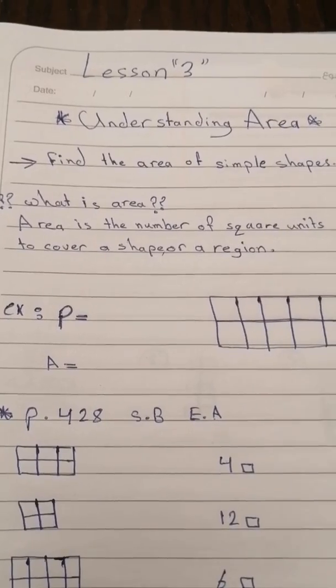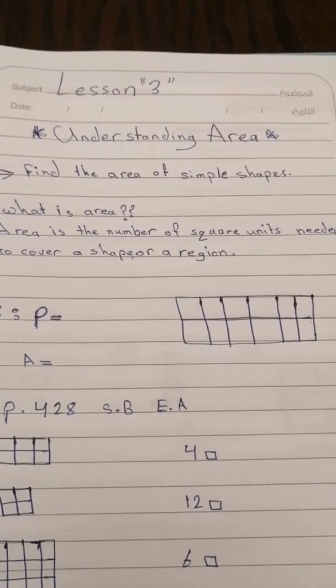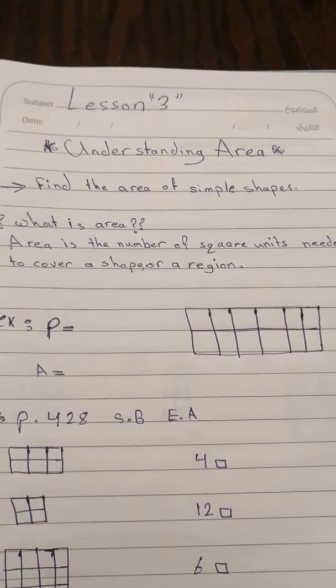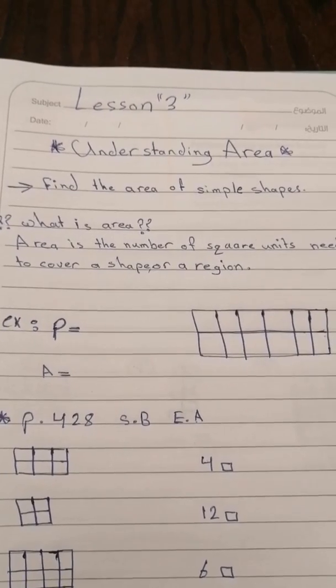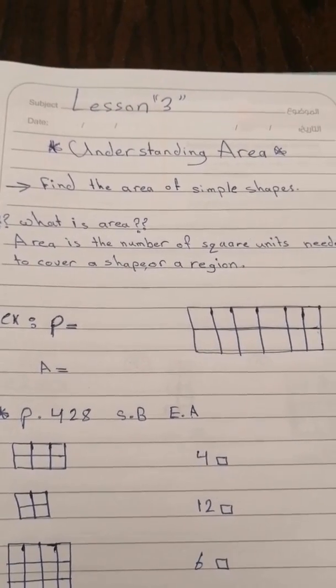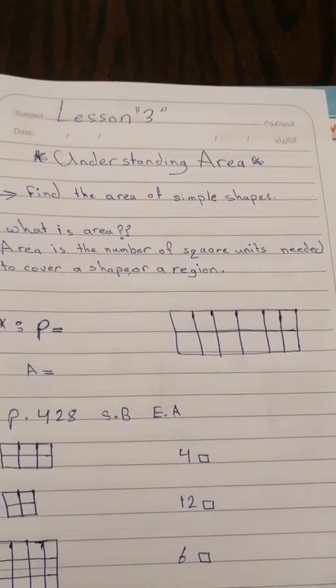Now, lesson 3, understanding area. With this lesson, we have to find the area of simple shapes. Firstly, let us know what area is. Area is the number of square units needed to cover a shape or a region, okay?